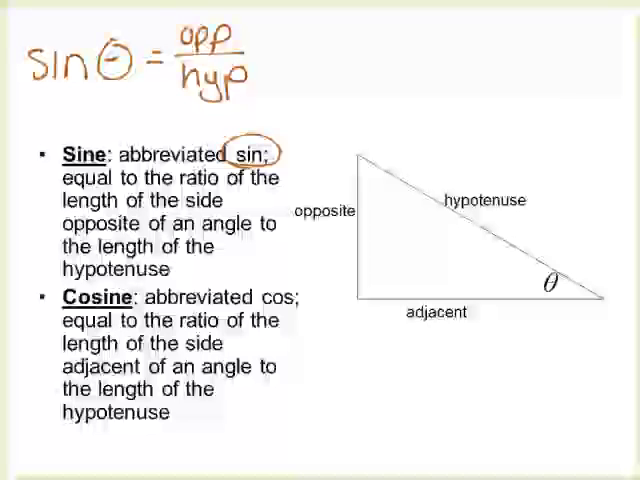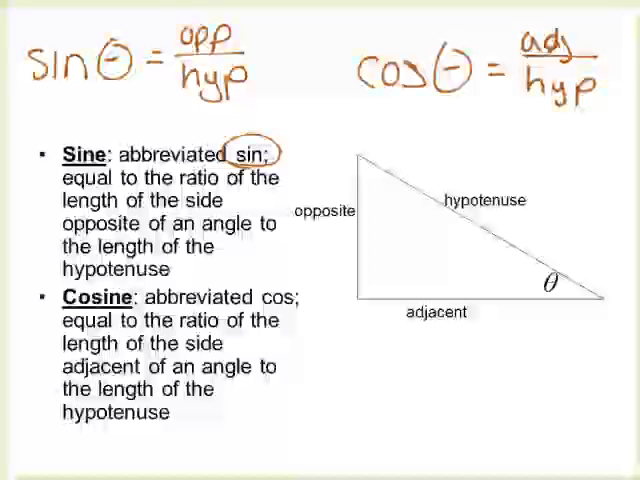The other trig function we're going to do today is cosine, which we abbreviate COS. Again, we need an angle. And cosine is defined as being the adjacent side over the hypotenuse. For both of these today, we will be using the hypotenuse.